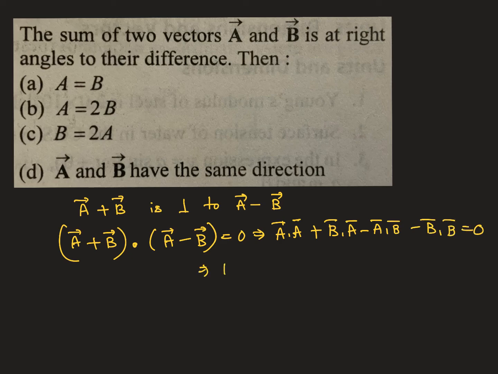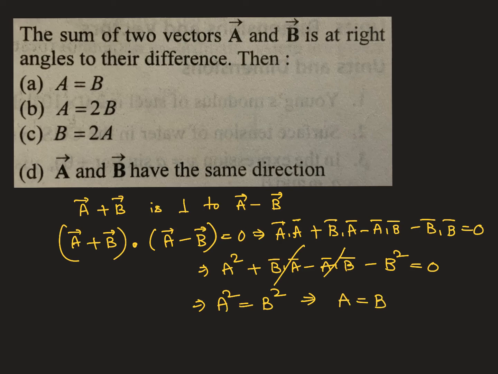So a dot a is a square, plus b dot a minus a dot b, minus b dot b which is b square, equal to 0. So those two will cancel. That means a square equals b square, which implies a is equal to b. a cannot be equal to minus b, so a is equal to b. So option A is correct.